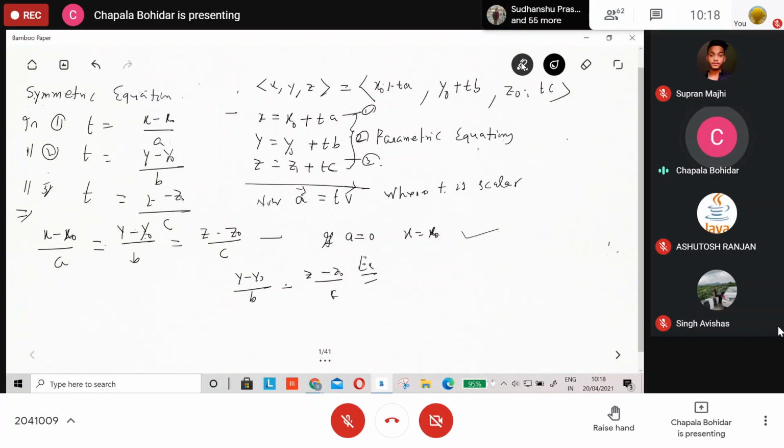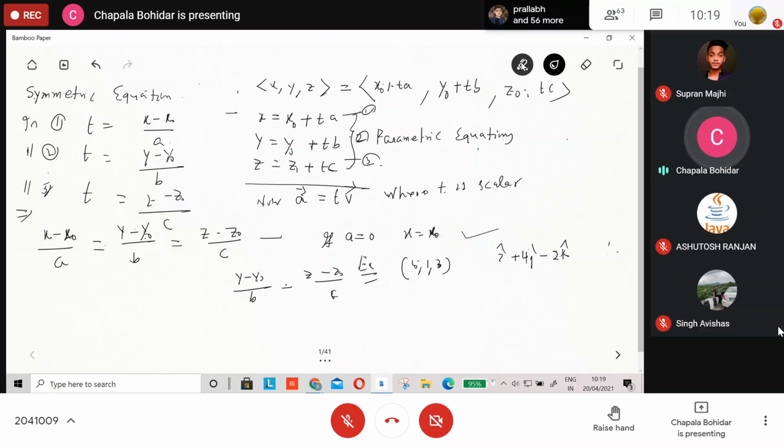Find a vector equation. The question is asking for the vector equation and parametric equations for the line that passes through the point (5, 1, 3) and is parallel to the vector i cap plus 4j cap minus 2k cap.